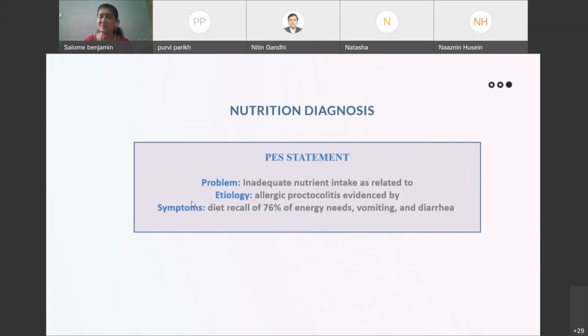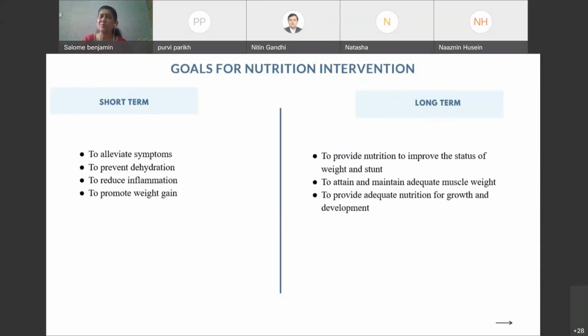So diagnosis, in the PES format, you put the problem: inadequate nutrient intake related to SAM, low appetite, or because of the global development disorder in this particular case also. Both GDD and SAM are there in this case. Also, there is allergic proctocolitis evidenced by symptoms for this case. So there are too many things in this case. Allergic proctocolitis is nothing but cow's milk protein allergy, which has gone undetected because the mother started cow's milk at 6 months.